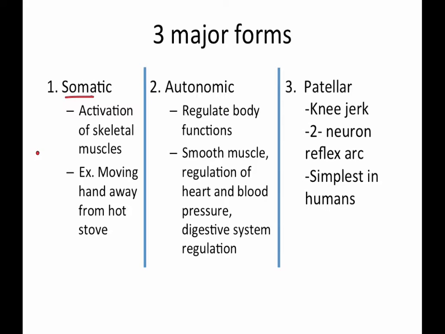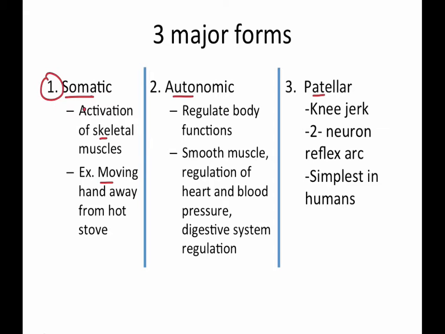Somatic means that you're going to be moving skeletal muscles. Autonomic means that they're going to happen automatically. And then there's the patellar reflex. Somatic is where you activate skeletal muscles. An example of this would be if you touched your hand on a burner or a hot stove, you're going to immediately move your skeletal muscle, or move away from the hot stove.